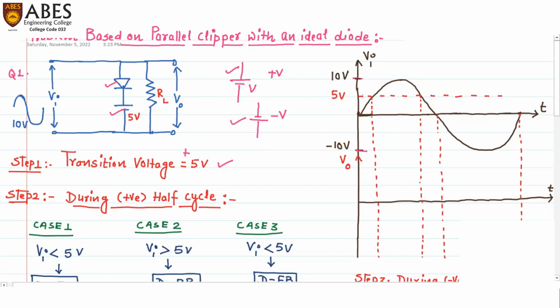So here you can see this red dotted line is the transition voltage. Here we can see the transition voltage cuts the positive half cycle of the input waveform at two places, this point and this point. So this transition voltage divides the positive half cycle into three parts: 0 to 1, this is the first part; 1 to 2, this is the second part; and 2 to 3, this is the third part.